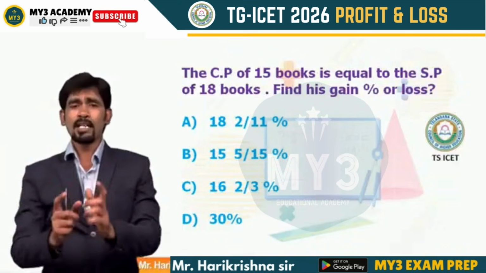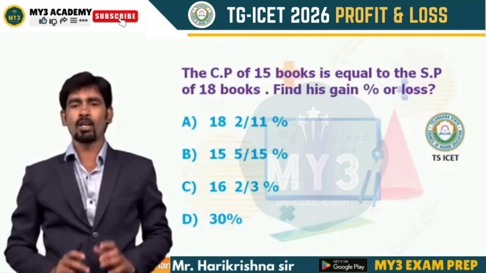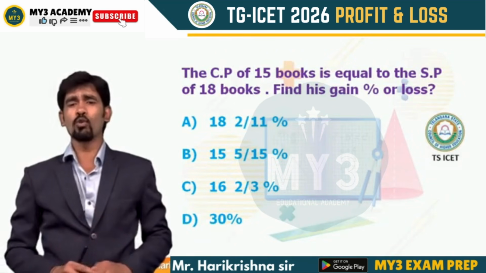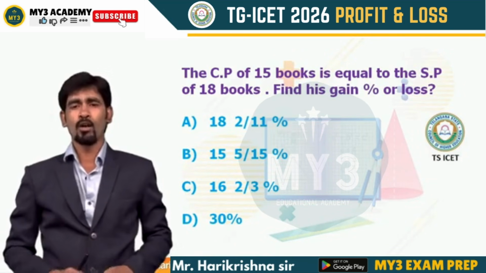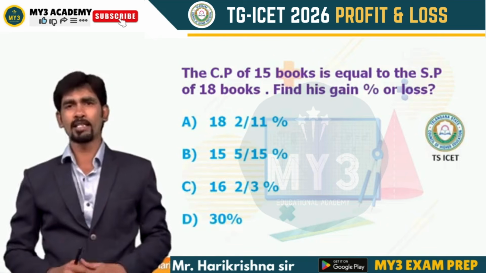Look at the second question which is given. The cost price of 15 books is equal to the selling price of 18 books. Find his percentage gain or loss is the question.